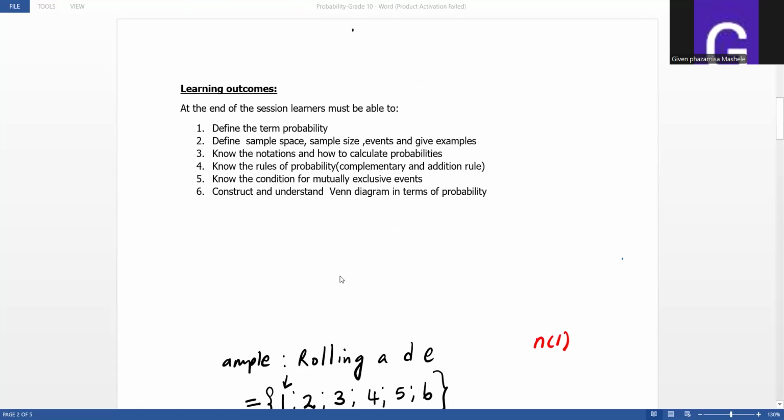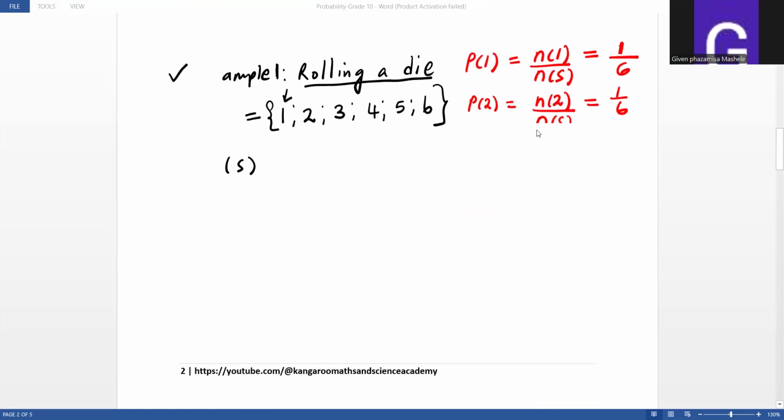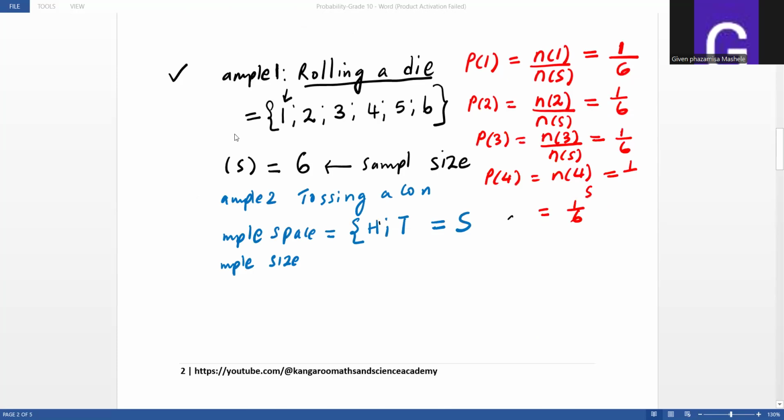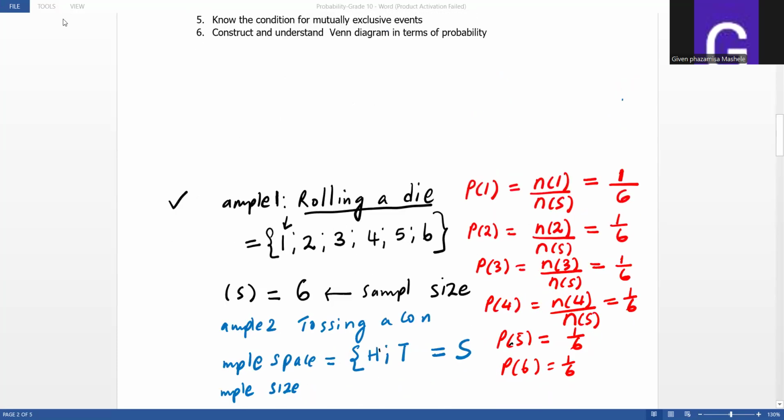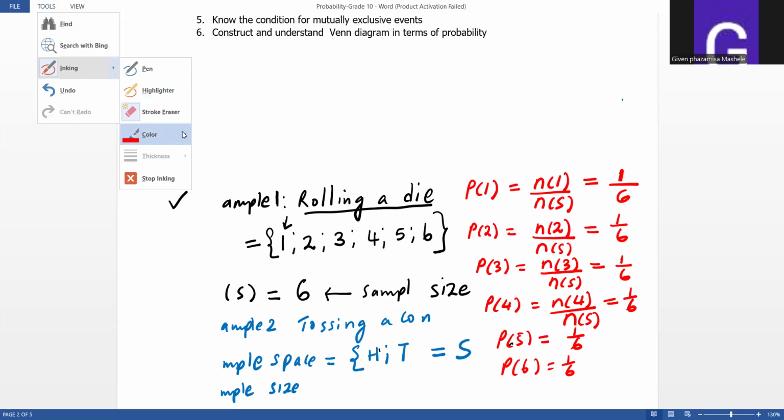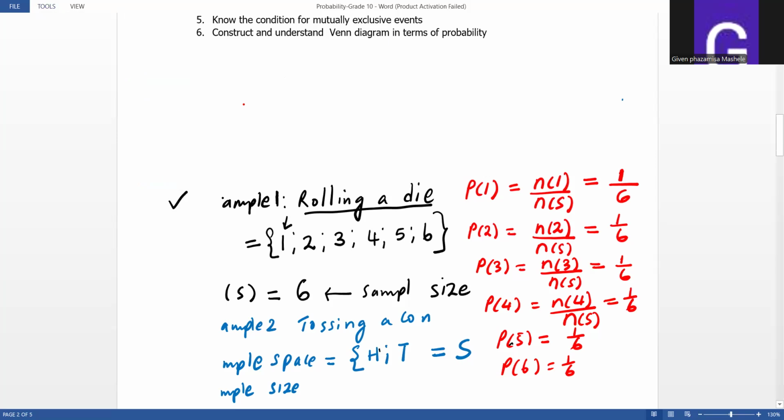We even went through examples of a sample size and a sample space when one is tossing a coin or rolling a die. So these are the examples. We went through that. This is the sample space, and this is the sample size. I strongly believe you are following.